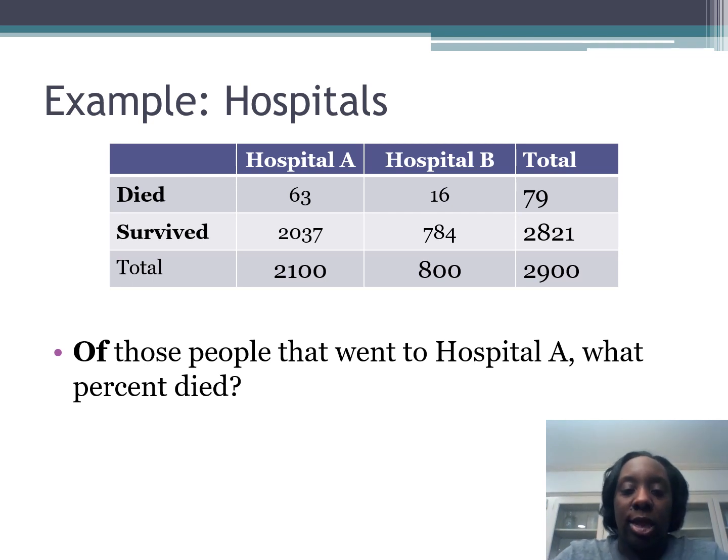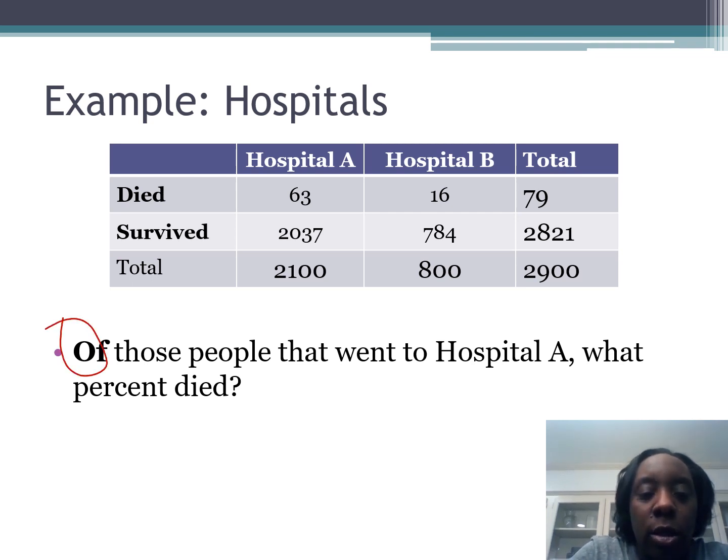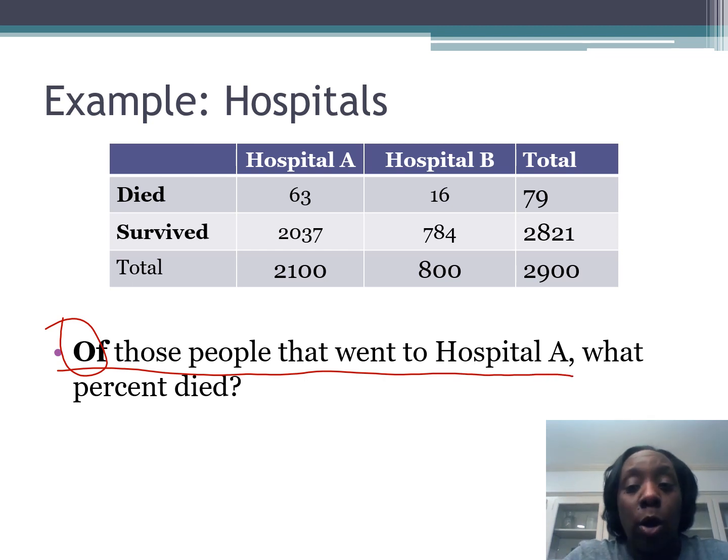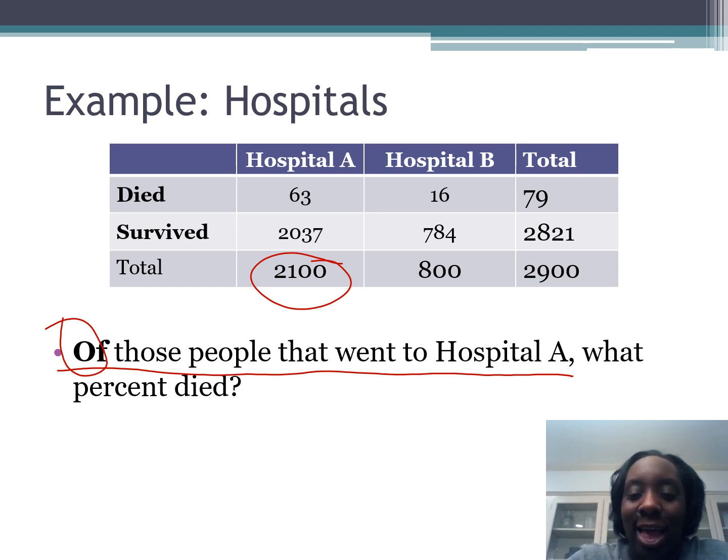So our next question is, of those people that went to hospital A, and that's important. It says "of." That right here is what we call a condition. It's telling us that we are no longer looking at the entire population of 2,900. I only care about people in hospital A. So hence, hospital A's total is going to become my denominator. Now I answer the question, what percent died? So here's what I look at. So who died at hospital A?